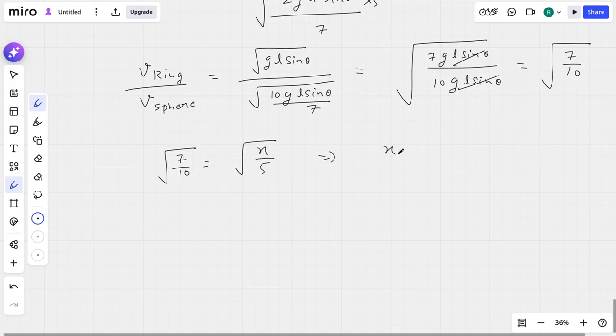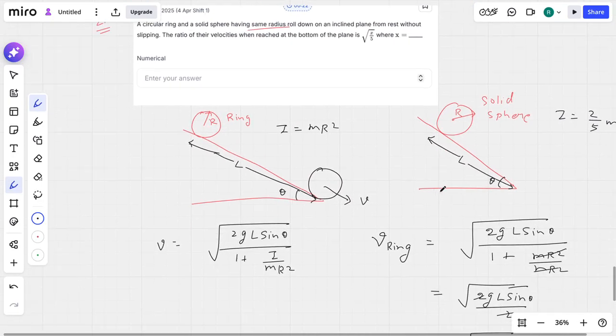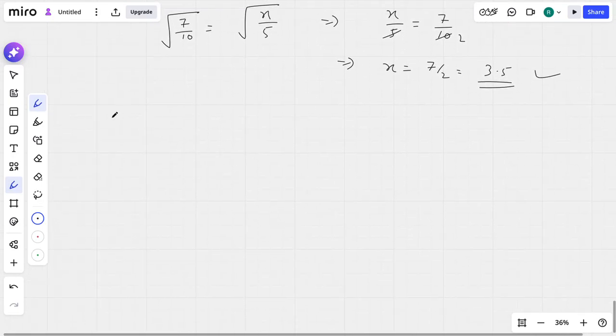We get x by 5 equal to 7 by 10. Five goes into 10 two times, so x equals 7 by 2, which is 3.5. X equals 3.5. This is our result. This is an integer based question, so after rounding off, we will give our result as 4.